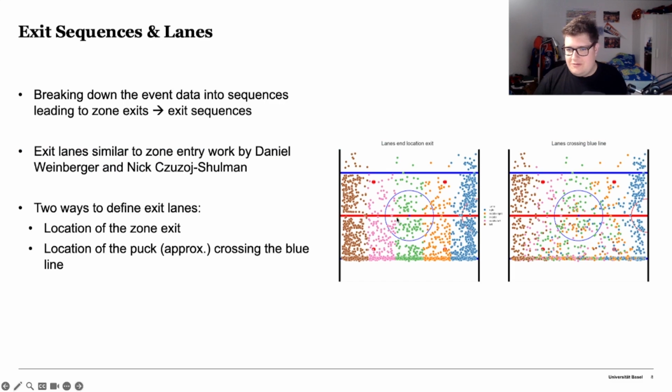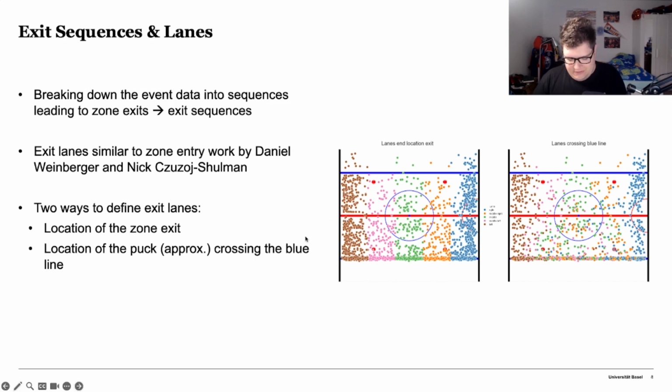I also used the concept of exit sequences, breaking down the event data into sequences leading up to a zone exit to evaluate the actions before the zone exit. And I also used the concept of exit lanes, which is similar to work on zone entries with zone entry lanes by Daniel Weinberger and Nick Schulman.